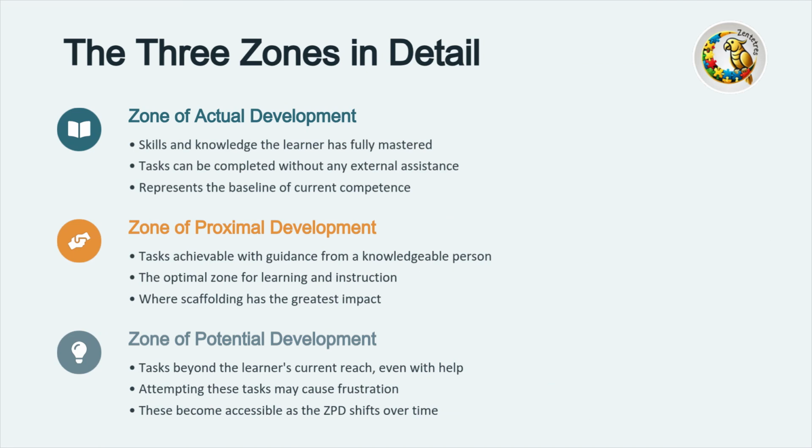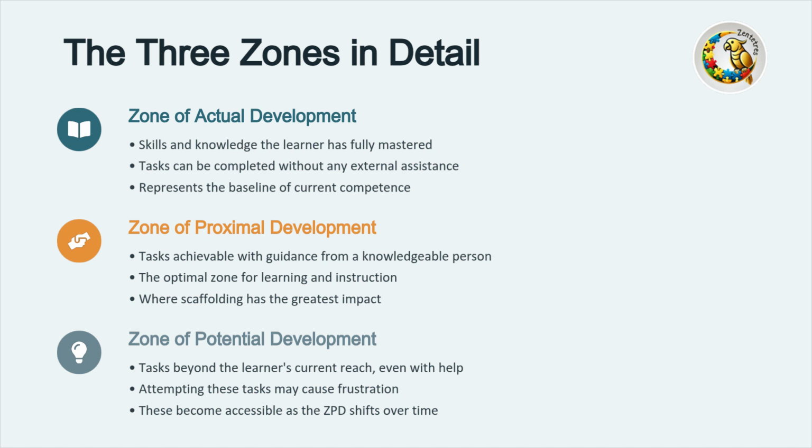The zone of actual development represents what the learner can already do independently. These are fully mastered skills that form the foundation of their current abilities. The zone of proximal development is where the magic happens. This is the space where learners can accomplish tasks they could not do alone, but with the guidance and support of a more knowledgeable person, a teacher, tutor, parent, or peer. This is where instruction should be targeted for maximum effectiveness.